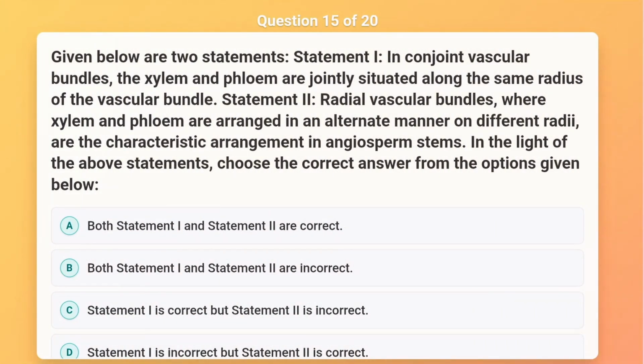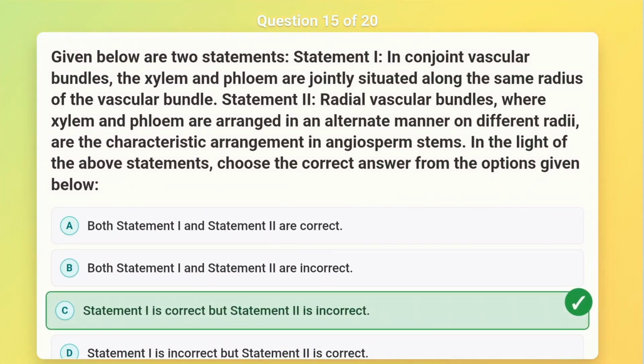Given below are two statements. Statement I. In conjoint vascular bundles, the xylem and phloem are jointly situated along the same radius of the vascular bundle. Statement 2. Radial vascular bundles, where xylem and phloem are arranged in an alternate manner on different radii, are the characteristic arrangement in angiosperm stems. In the light of the above statements, choose the correct answer from the options given below. Statement I is correct but statement 2 is incorrect.